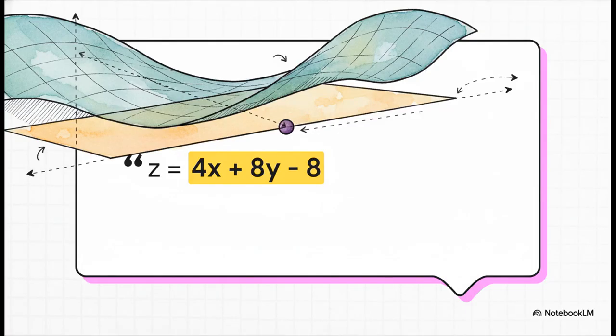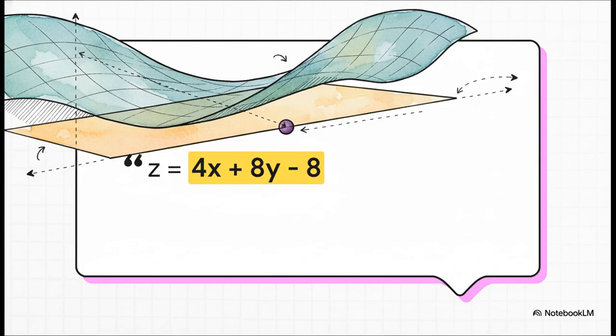So let's do it. The partial with respect to x, fx, is just 2x. At our point, x is 2, so that slope is 4. Easy. The partial with respect to y, fy, is 8y. At our point, y is 1, so that slope is 8.